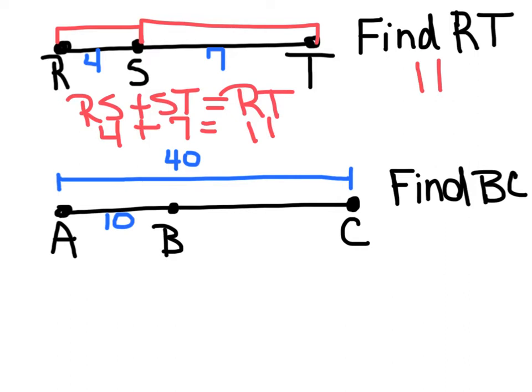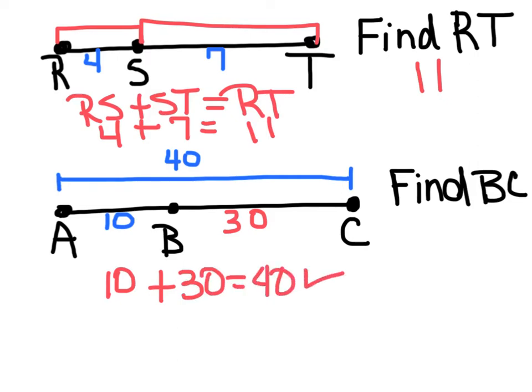Okay, the same thing here on this next one. It gives you the total length, and then it gives you one of the segments. If the whole long segment AC is 40, and we know AB is 10, then 10 plus what is going to give us 40? You can subtract: 40 minus 10 gives you 30. We can check it. AB is 10 plus BC, which we said was 30. Does that equal 40? Yes, it does. So BC must be 30. That's the segment addition postulate. Very simple.